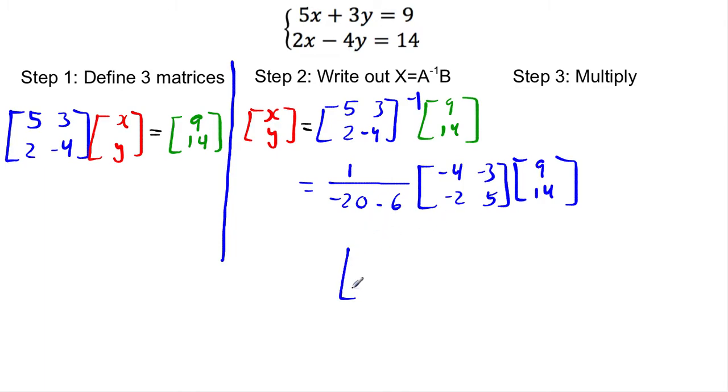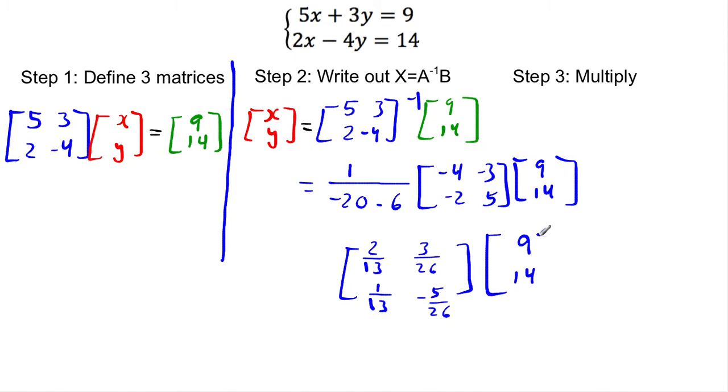So we distribute this in, and we're going to get, if this is a -26, -4 over -26 is +2 over 13. We're going to have a +3 over 26. We're going to have a +1 over 13. And we're going to have a -5 over 26. And we're going to multiply this all by 9 and 14. This is going to give us x and y.